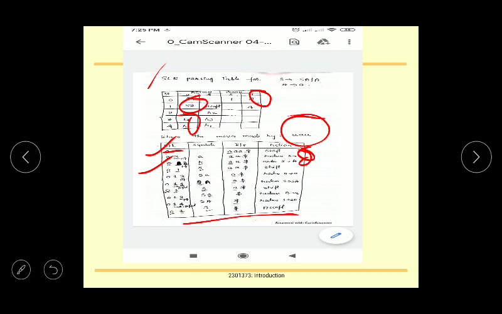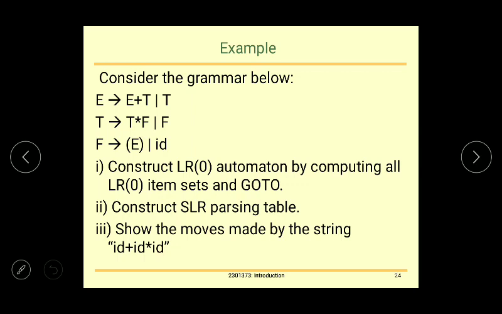So this is about the LR parsing program. There is a textbook example: E gives E plus T or T, T gives T star F or F, F gives id. We have to construct the automaton by computing LR(0) item sets, construct the SLR parsing table and show the moves made by the string. Since this is a textbook example, I will show you the snapshot directly.